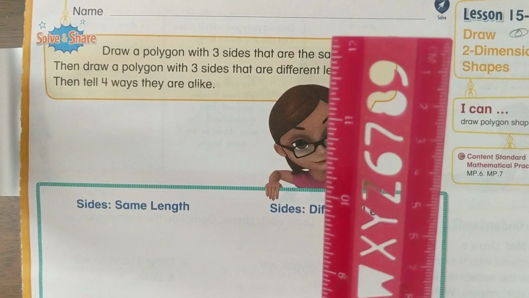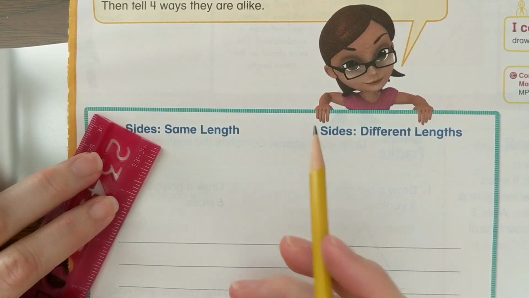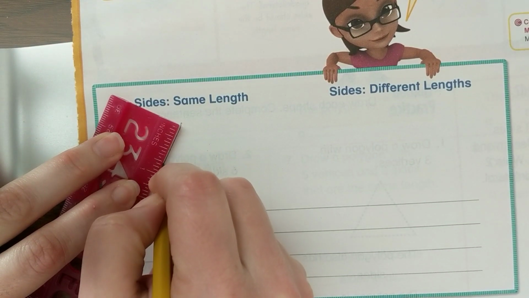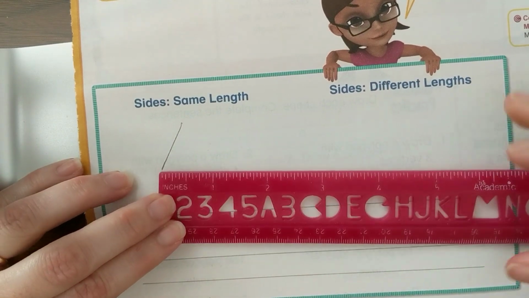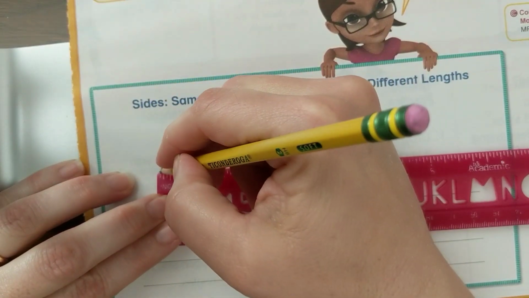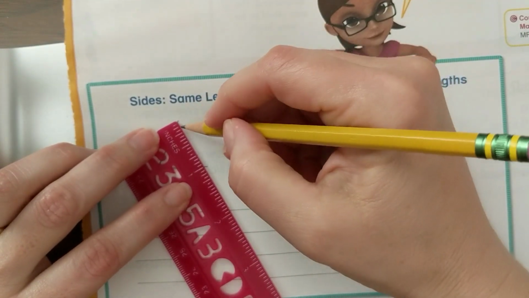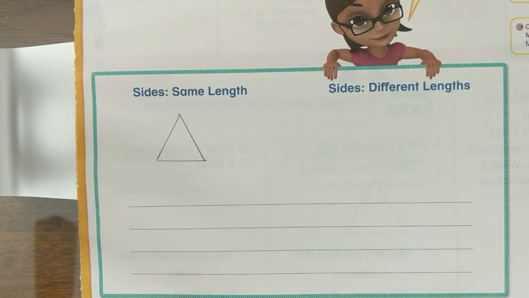So I'm going to use my ruler to help me make sure they're the same length. I'll draw each side to be 1 inch. So I'll start from here and I'll go 1 inch. And then I'll go 1 inch. And I'll go 1 inch. There we go, 3 sides. They were all the same length.